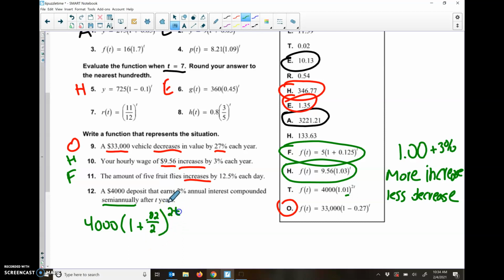And then that's why there's a 2t on the outside. So if you remember the formula, it has the number of times you're going to compound interest. And so semi-annually means twice a year. So that's why it does that. And then if you simplify 0.02 divided by 2, you get 0.01. So then 1 plus 0.01 looks like that.